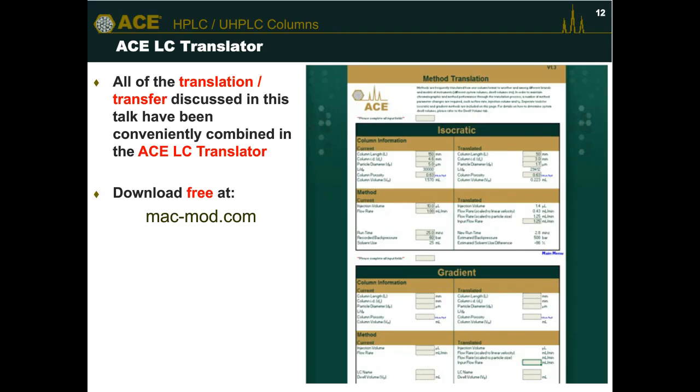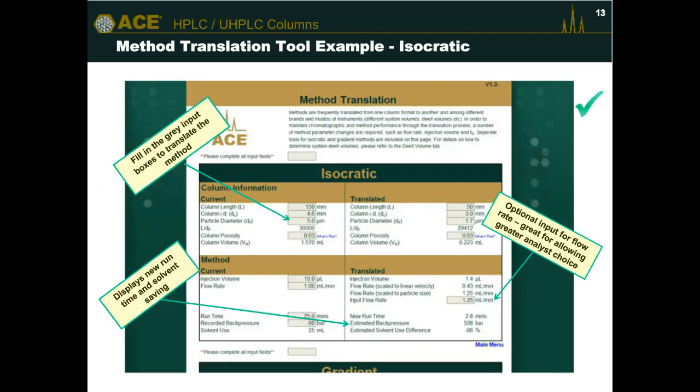And you can see this is the method we just looked at. So a 15 centimeter 4.65 micron going down to a 5 centimeter 3 millimeter ID 1.7 micron. So it tells you what your new injection volume should be and your new flow rate as well. So it's all those equations that I've shown you just in a handy tool that you can use.